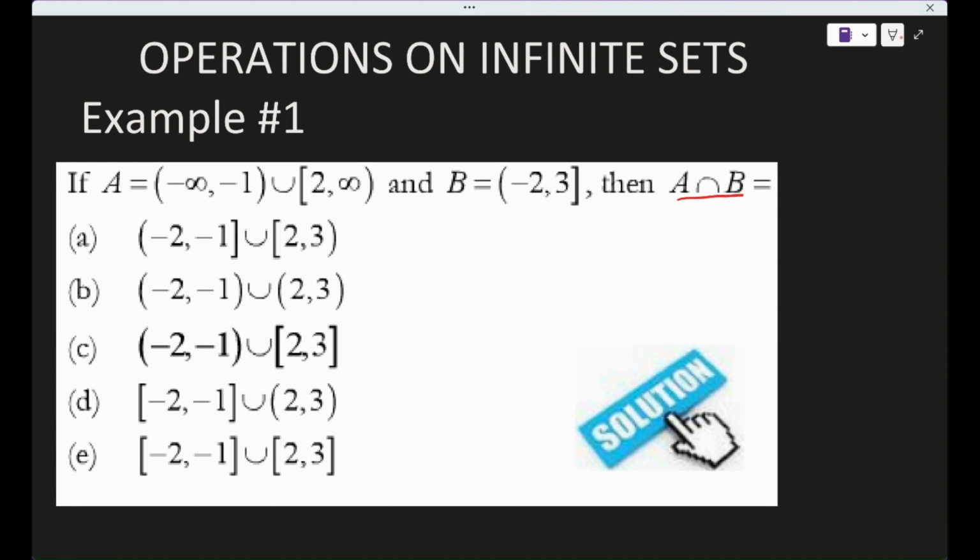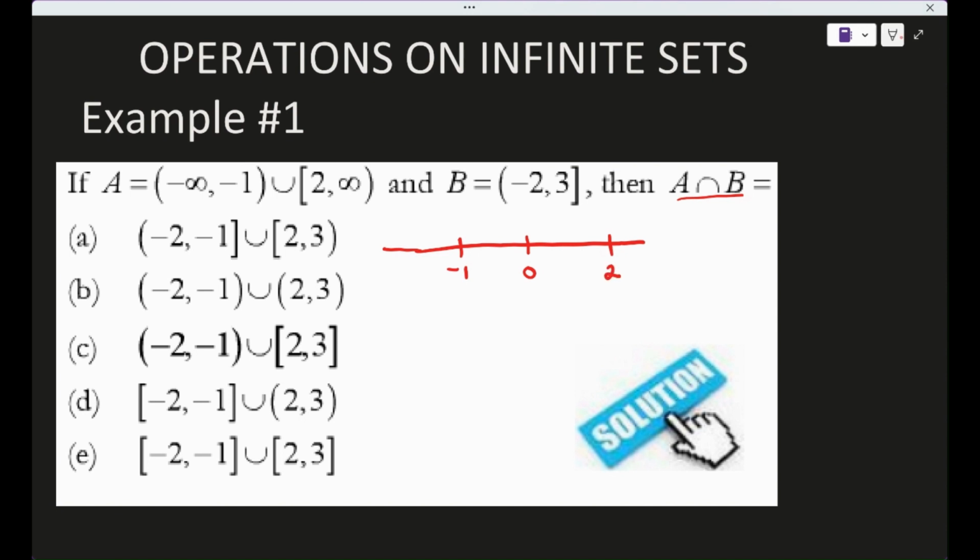So let's start with A. To answer this type of question, we use the number line. So let's try to represent A on the number line. If this is 0, so we have minus 1 here, and then somewhere here we're going to have 2.